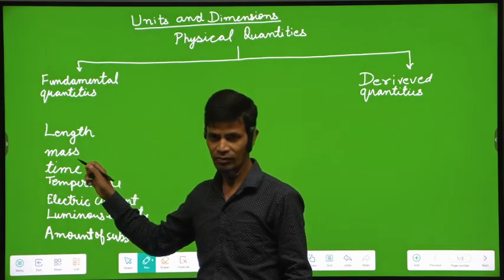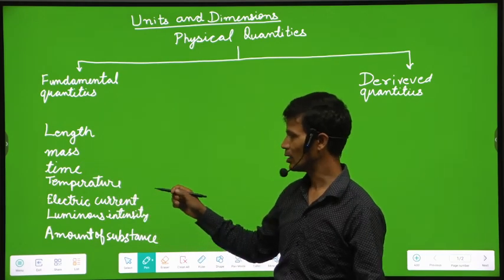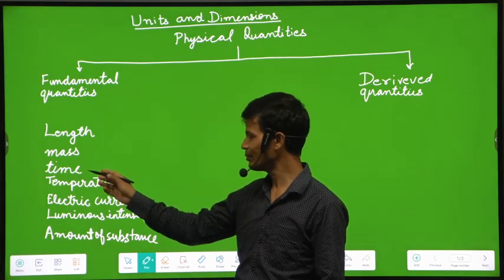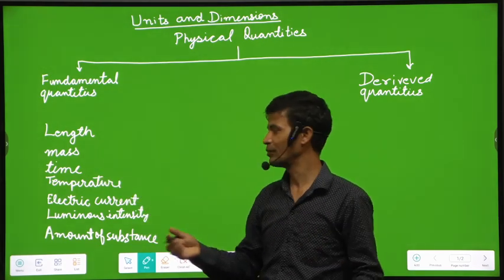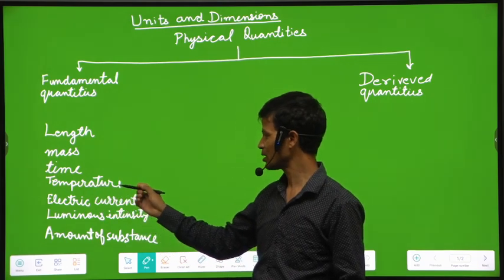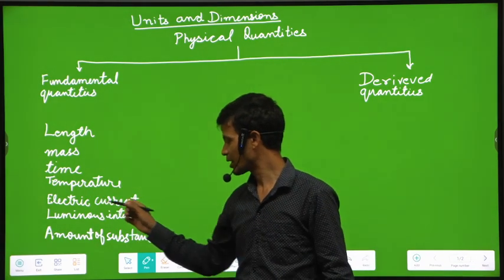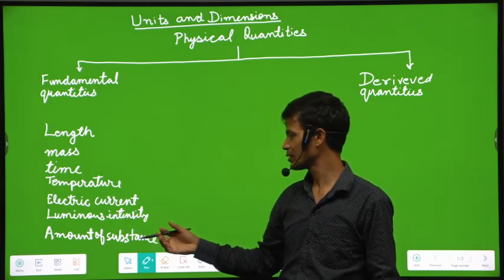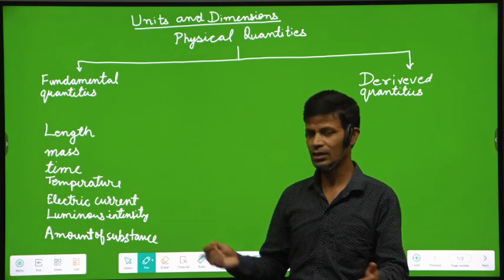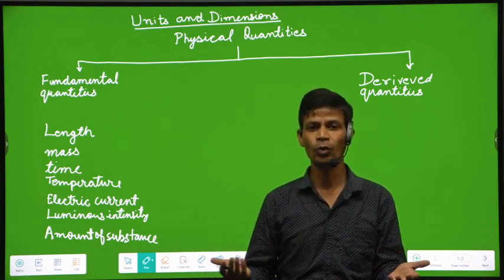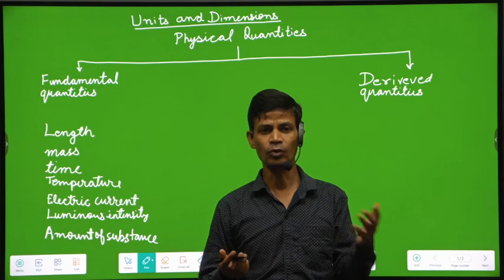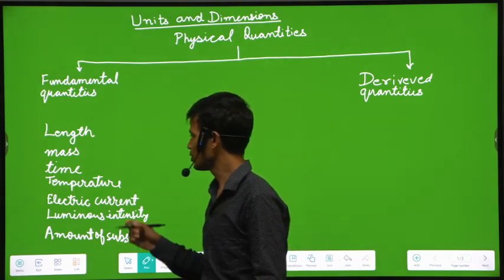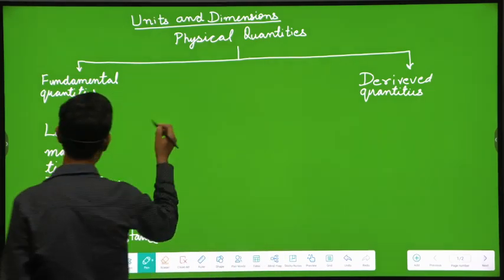Then mass, all of us know about mass. It is the quantitative measure of inertia of a body. Time, the span between two events; temperature, degree of hotness, coldness; electric current, rate of flow of charge; luminous intensity, the brightness; and amount of substance, that is mole, how many moles are there in a specimen. All right, so we'll start with this length.